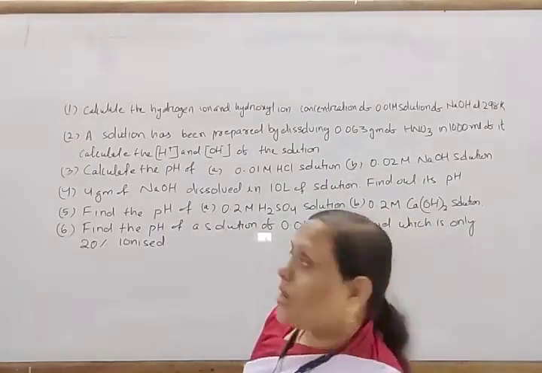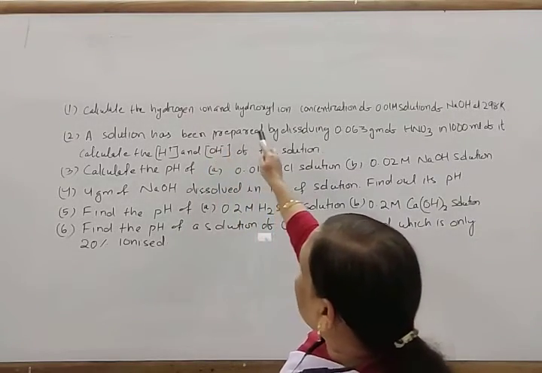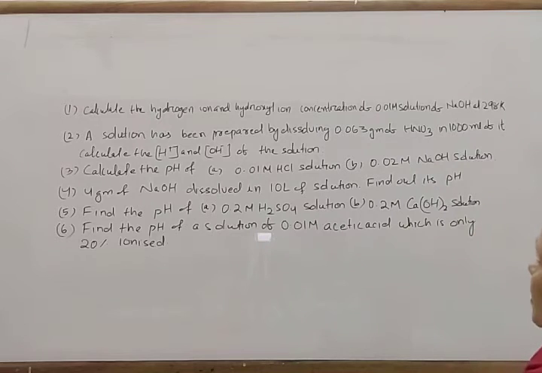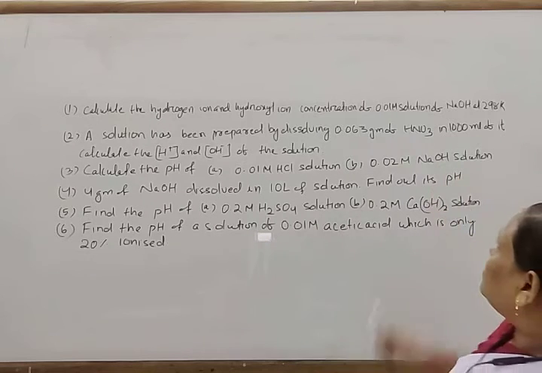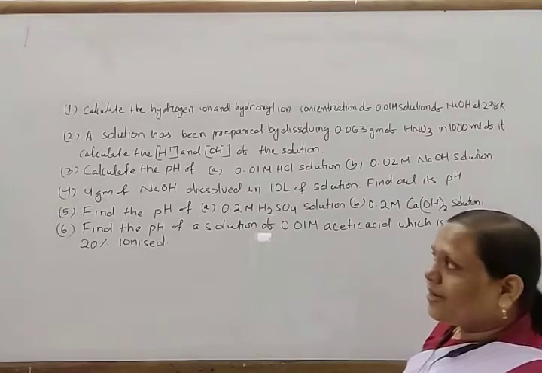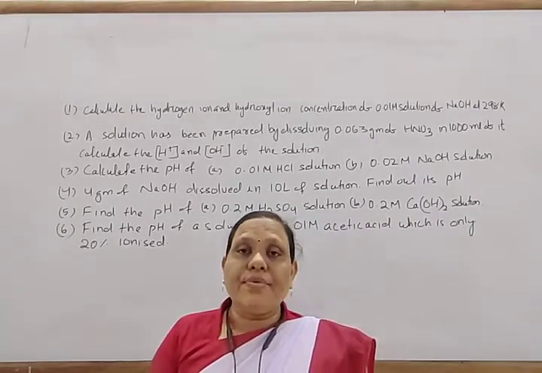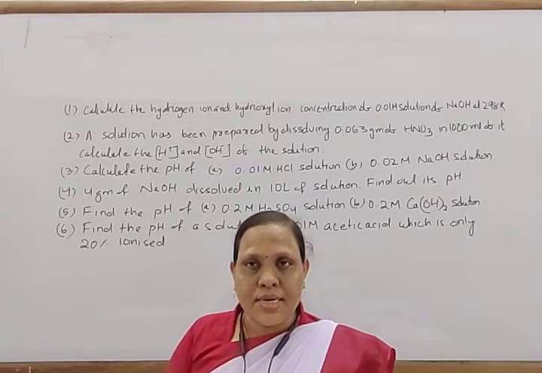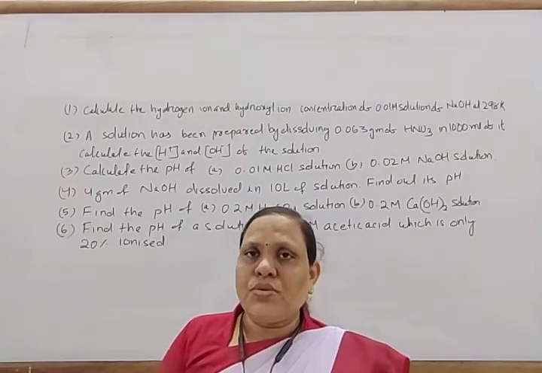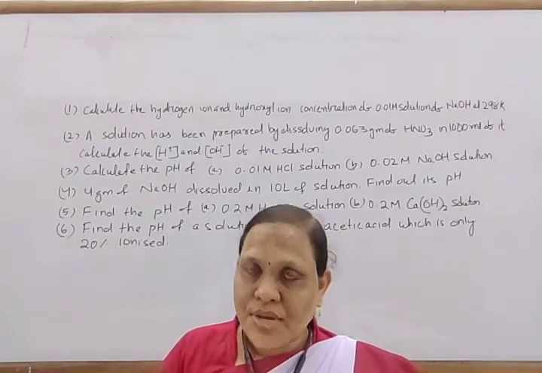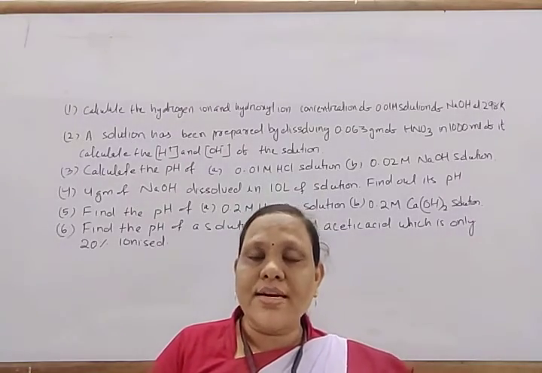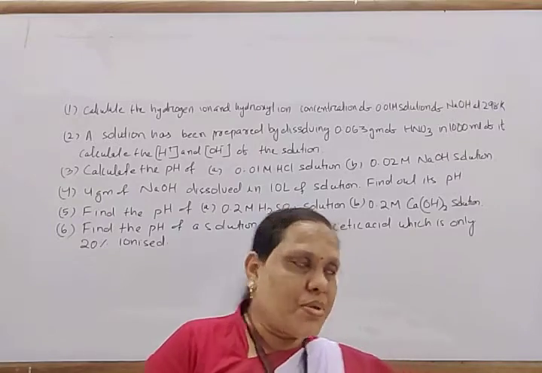So first, calculate the hydrogen ion and hydroxyl ion concentration of 0.01 M solution of sodium hydroxide at 298 Kelvin. For that, first you have to think whether the given compound is a strong electrolyte or weak electrolyte. By practice, you know what the strong electrolytes and weak electrolytes are. Sodium hydroxide is a strong electrolyte, so it ionizes almost completely.